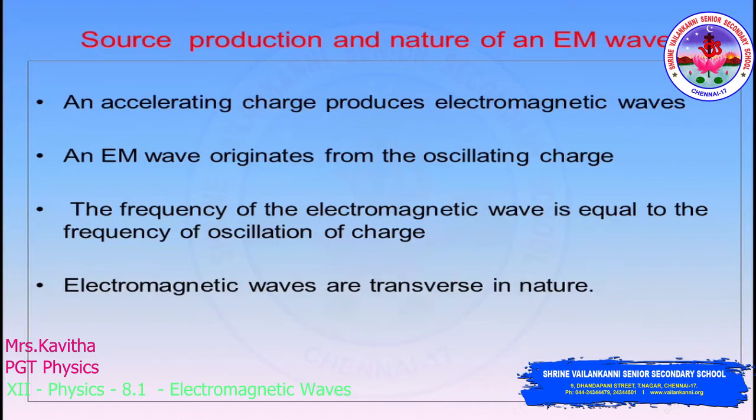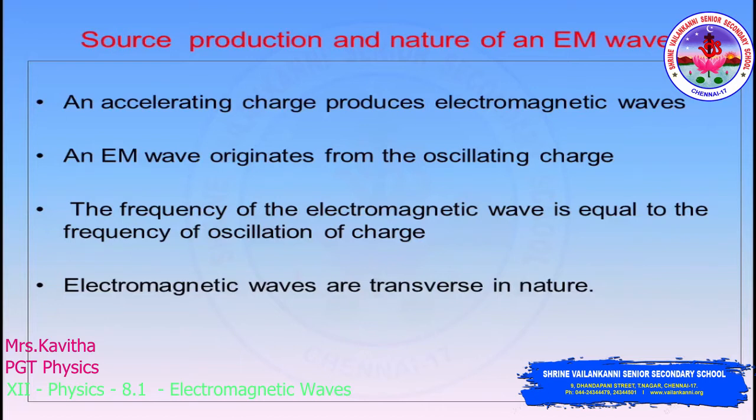Now, the continuation of electromagnetic waves: the sources of electromagnetic waves, their production in nature. See, how are electromagnetic waves produced? Neither stationary charges nor charges in uniform motion can be sources of electromagnetic waves. And we can say how they are produced.